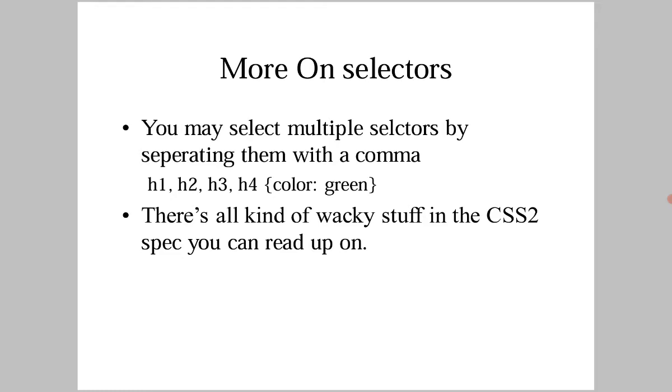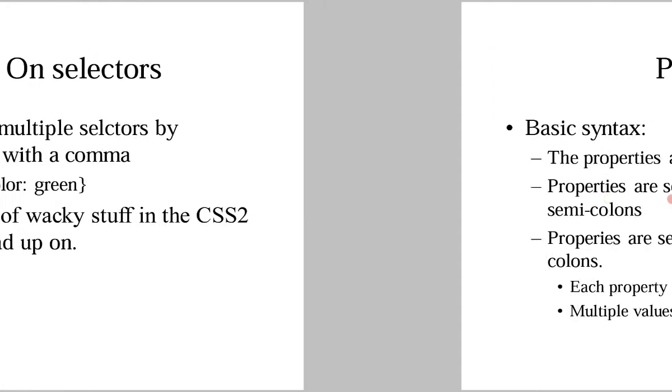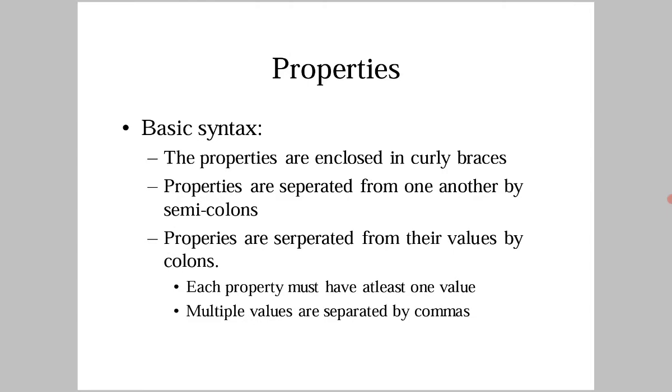Next is more on selectors. You may select multiple selectors by separating them with a comma: h1, h2, h3, h4. Here you use four headings, h1, h2, h3, h4, and you may use the same color settings. So you may use multiple selectors, h1, h2, h3, h4, color green. There is all kind of wacky stuff in CSS. Next, properties. Properties are attributes.